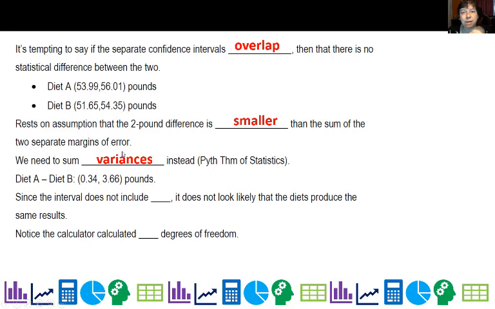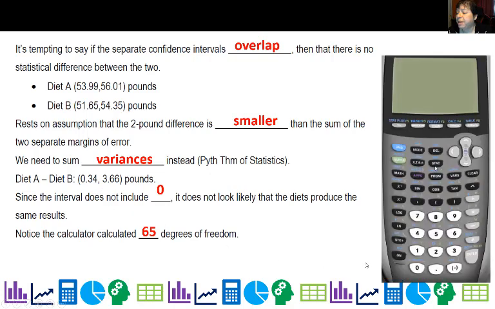And when we do that, that changes things up. And we find out that we're actually going to get a smaller confidence interval of Diet A minus Diet B. And so for the data I used to generate these two, I also generated this interval. It doesn't include 0. And I'm going to go ahead and show you the calculator here going through this.